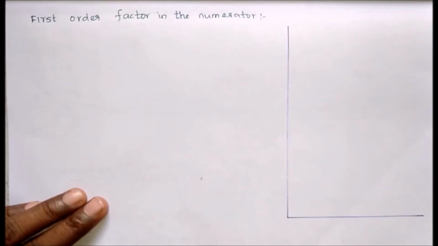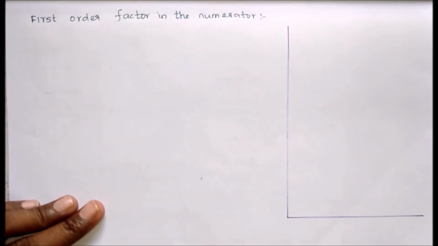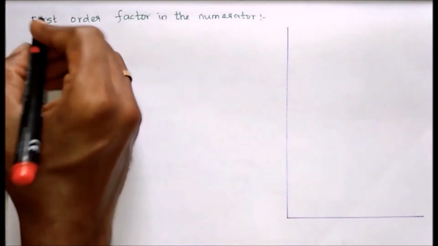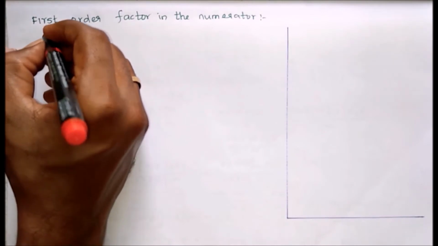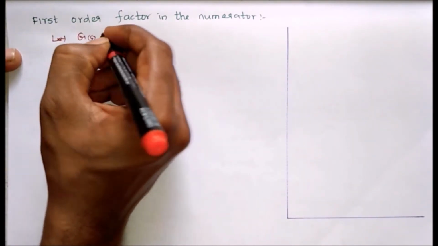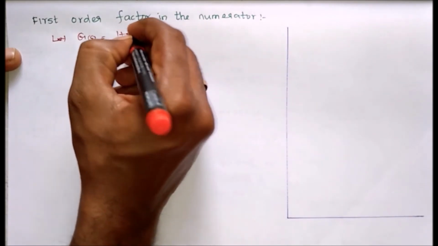So now we are going to draw the Bode phase and magnitude plot for an open loop system. It contains a first order factor in the numerator. The structure of the first order factor in the numerator: let G(s) = 1 + sT.